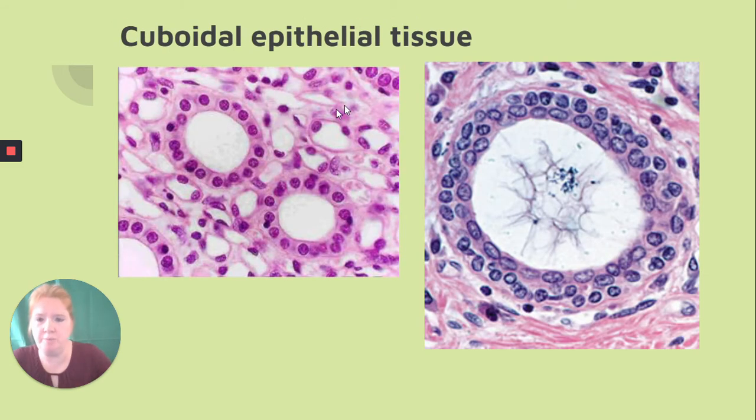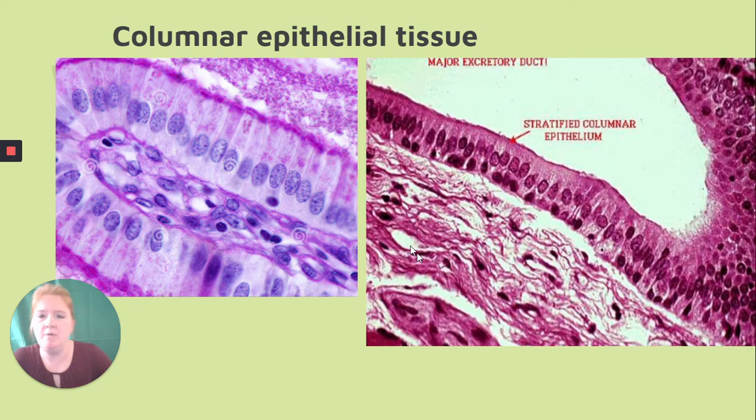Now let's look at cuboidal, okay? And you can see right here, this layer is a single layer of cuboidal cells. Here we go, a single layer of cuboidal cells. So this would be simple cuboidal. And here we have two layers. So it doesn't matter how many I have, as long as it's more than one. So this would be stratified cuboidal epithelial tissue. Simple, stratified, both cuboidal.